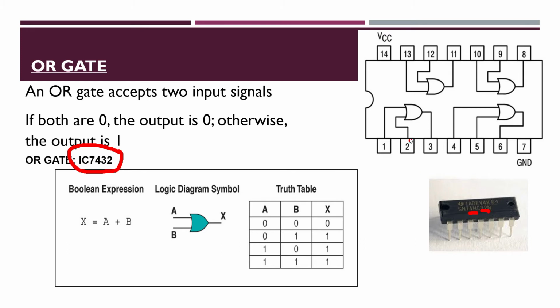And this is the pin configuration diagram, same as that of the AND gate. 1 and 2 are the inputs and 3 is the output. 4 and 5 are the inputs and 6 is the output. 7 is the ground and 14 is the VCC. 9 and 10 are the inputs and 8 is the output. 13 and 12 are the inputs and 11 is going to be the output.